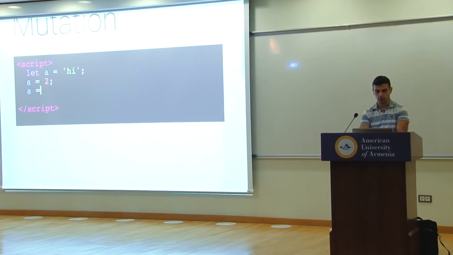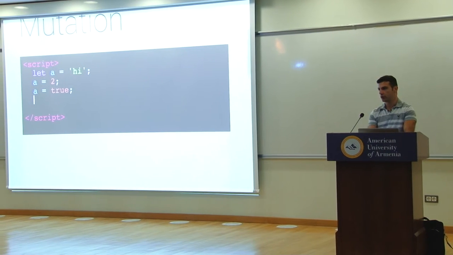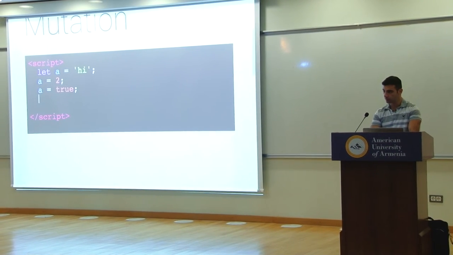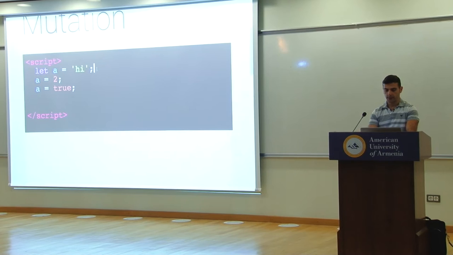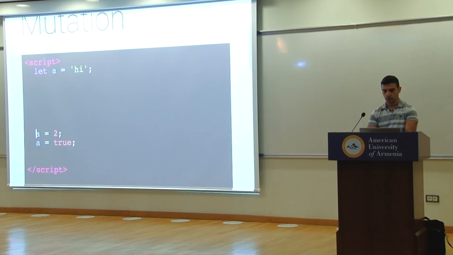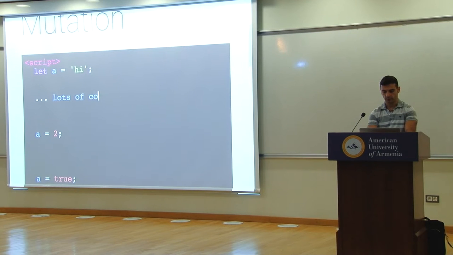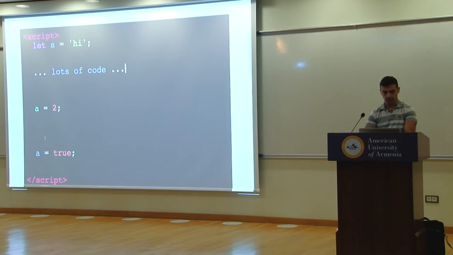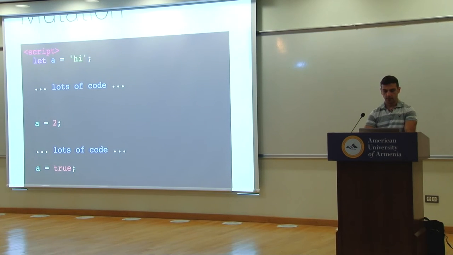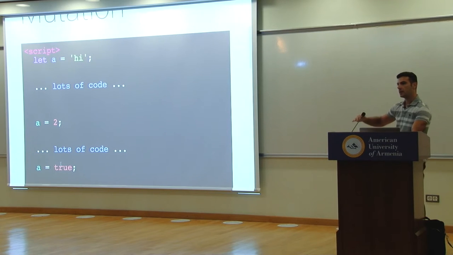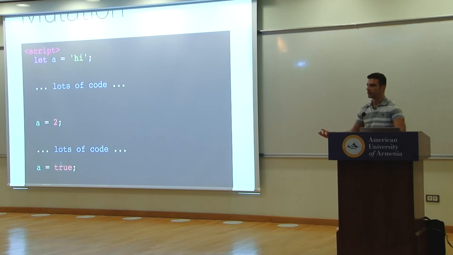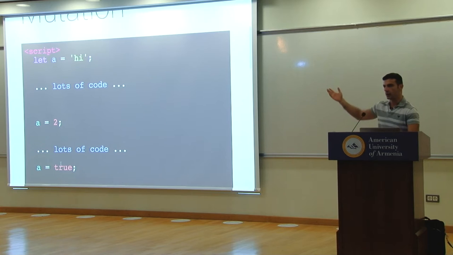I can do a = true. It has now changed and now has a value of true, right? Again, the problem is that if you look at really long code, lots of code, and the variable keeps modifying over time, this can cause bugs, right?